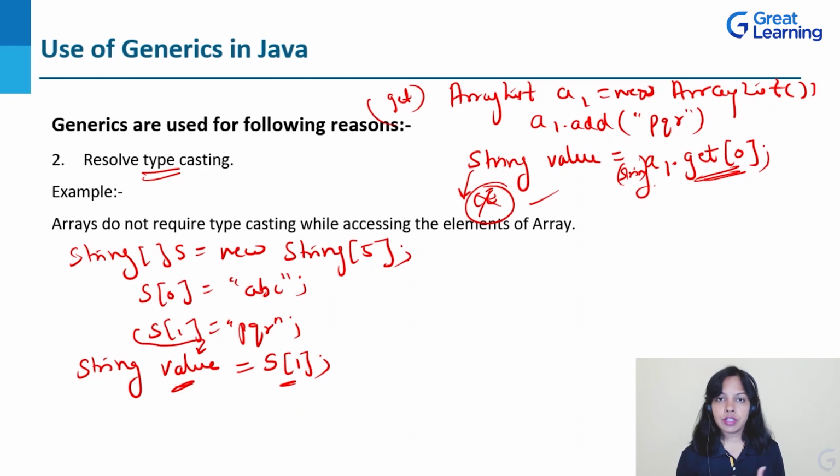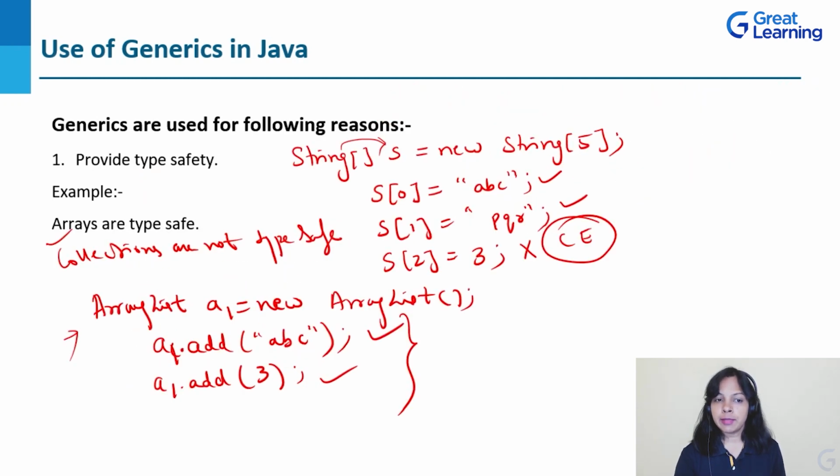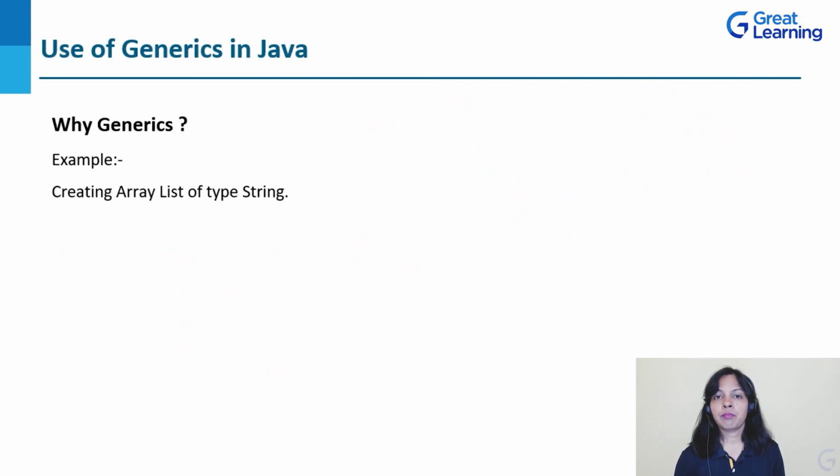But if you make use of generics in Java, then this explicit typecasting will not be required. So this is the second reason why generics is used in Java programming. Now let us see with the help of an example how generics resolves the two issues we just discussed, that is providing type safety and resolving typecasting. So how generics does not require explicit typecasting, and also provides type safety, we'll try to see with the help of an example.